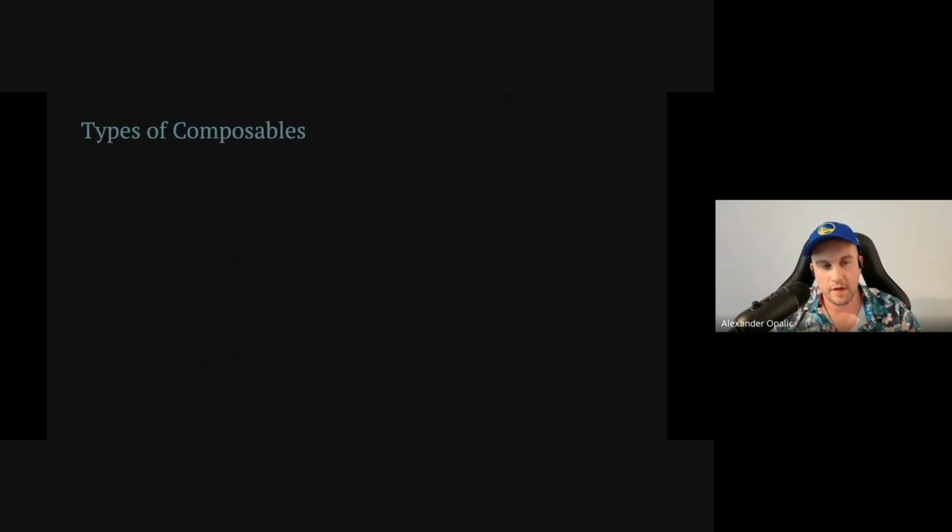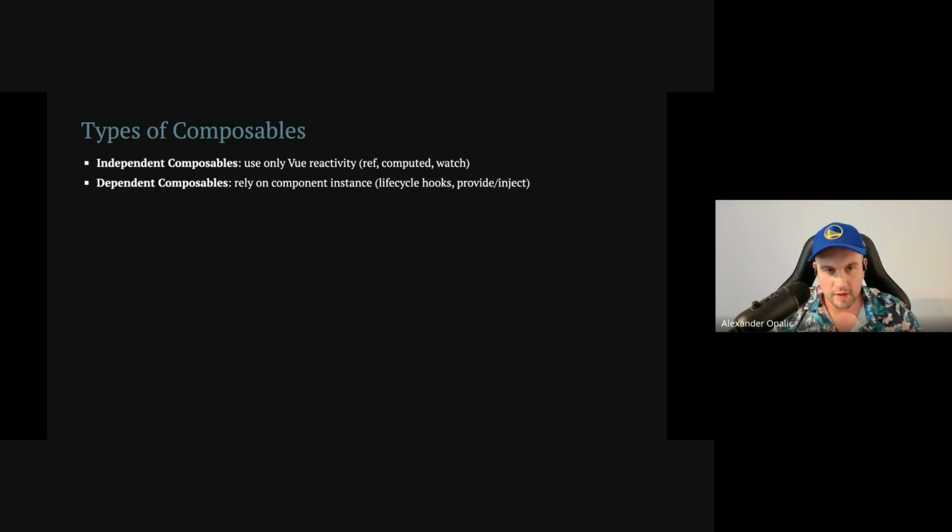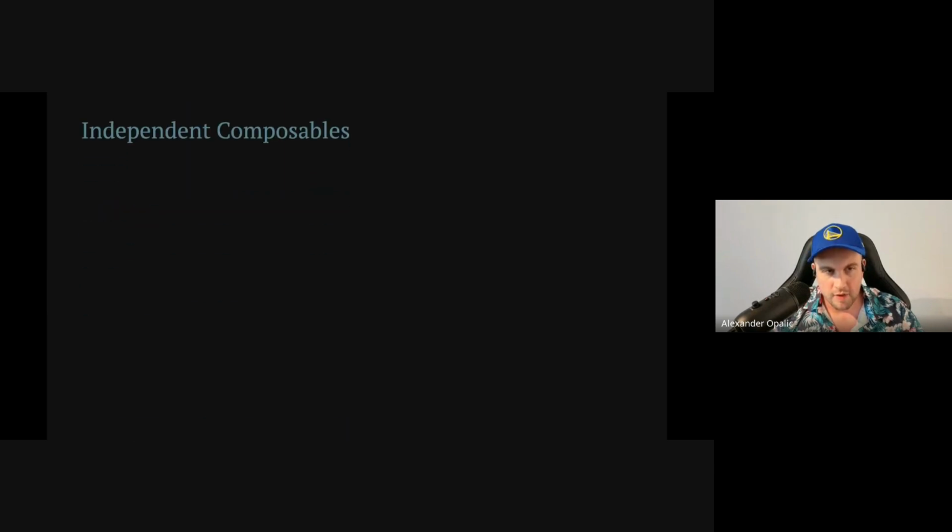And then I think what also helps when you test composables is that there are two types. I call them first independent composables. There are composables that are only using ref, computed, and watch. But there are also dependent composables that use the lifecycle hooks like mounted, or provide and inject. And I think by the end of my talk, you will understand why I named them like that. That's why let's talk about independent composables.